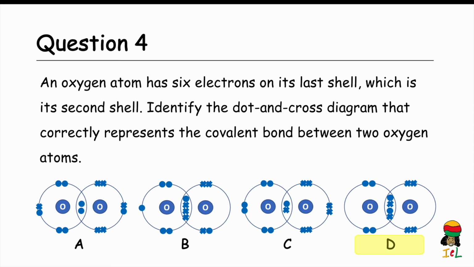The answer is D. Since oxygen has 6 electrons on its last shell, which is its second shell, the second shell can hold a maximum of 8 electrons, which means oxygen needs 2 electrons to become stable. As a result, it will share 2 of its electrons from each of the oxygen atoms. So we see we have 2 dots and 2 crosses. And then after sharing 2 of the 6 electrons, the remainder of the shell outside of the overlapping region should have a total of 4 electrons specific to each atom.